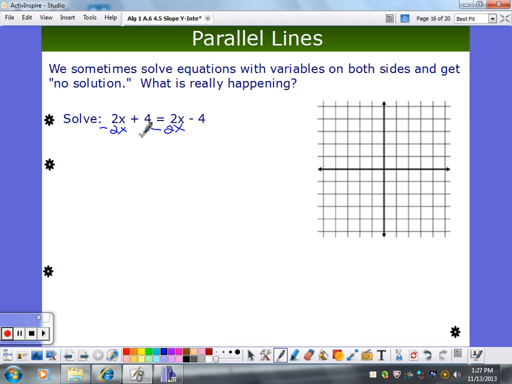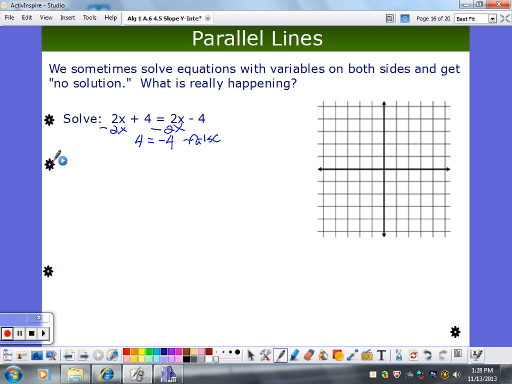They both go away, and I'm left with this crazy statement: 4 equals negative 4. What? Does 4 equal negative 4? No. So what is math trying to tell me here about this equation? There's no solution, right? Isn't that what that means? There's no x that you can find that's going to make this work. So let's think a little bit about this.